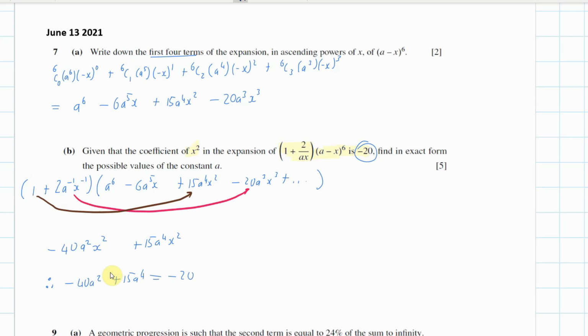I would probably turn this into a quadratic-type scenario. Like this. Divide everything out by 5, I think. So we could get 3a to the 4 minus 8a squared plus 4 equals 0.